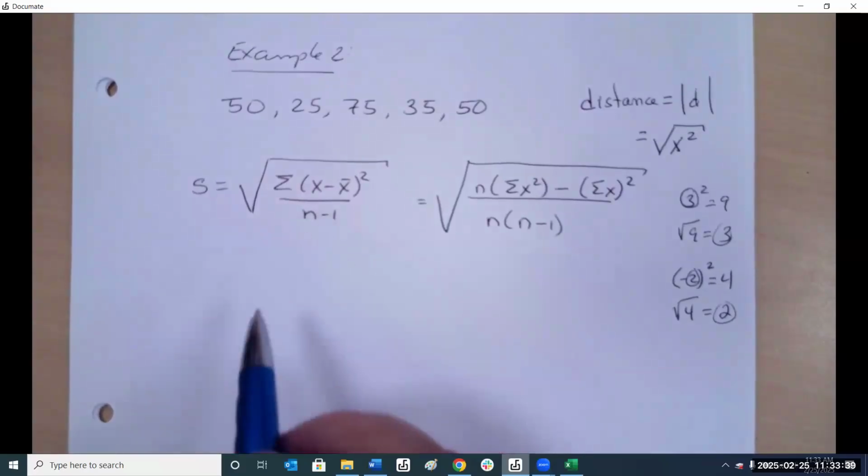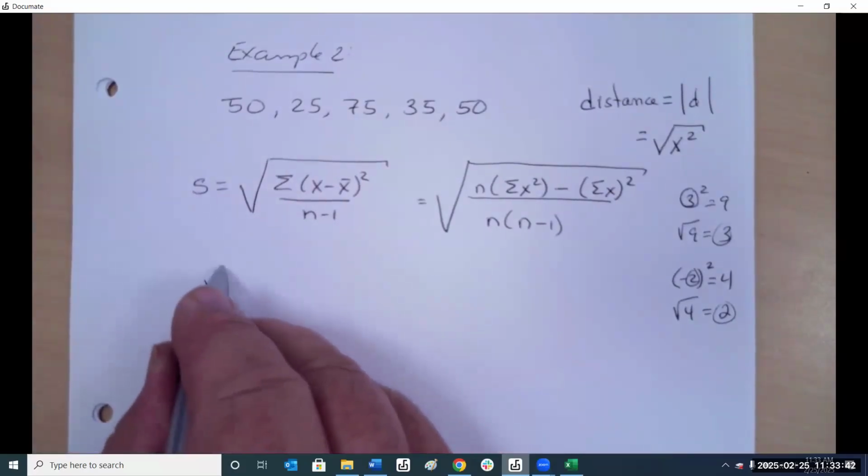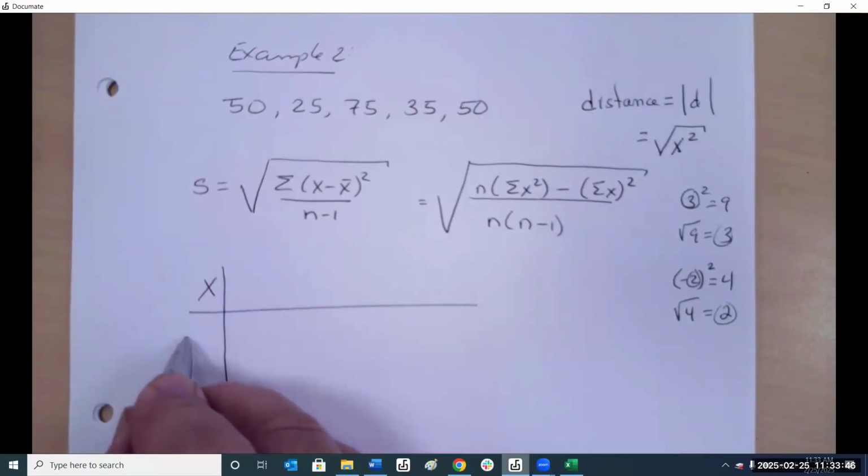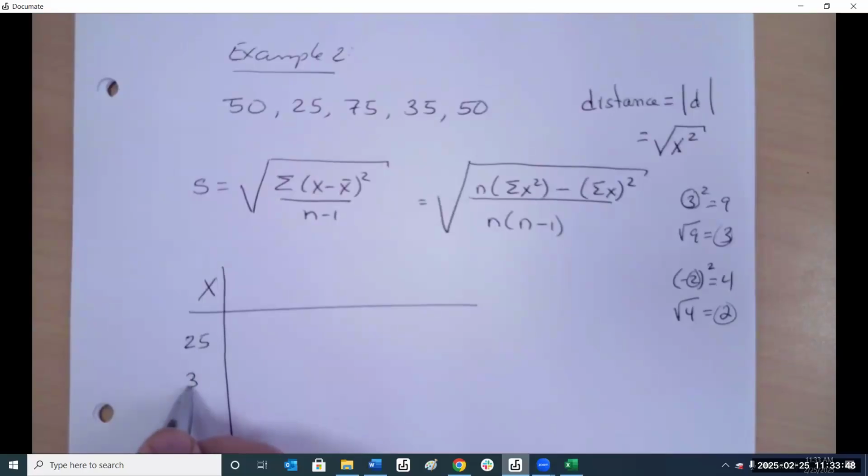So let's look at this first one. Let's create a table. So we have 25, 35, 50, 50.